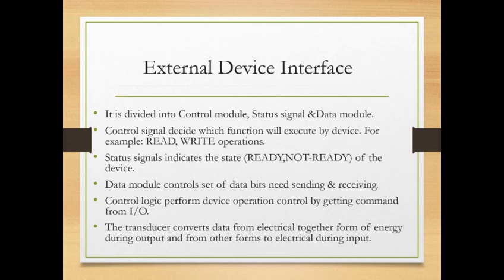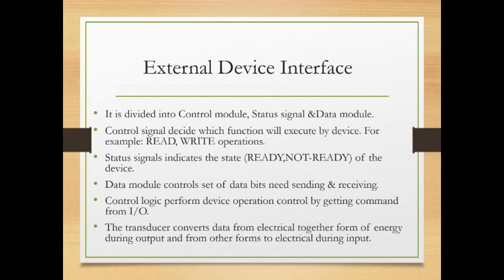Control module. This is the part of the interface that manages the communication between the computer and the external device. It may include hardware such as a microcontroller or field programmable gate array, or software such as a device driver. Status signal. This is a signal that is sent from an external device to the computer to indicate the device's current state, such as whether it is ready to receive commands or if it is currently in an error state.